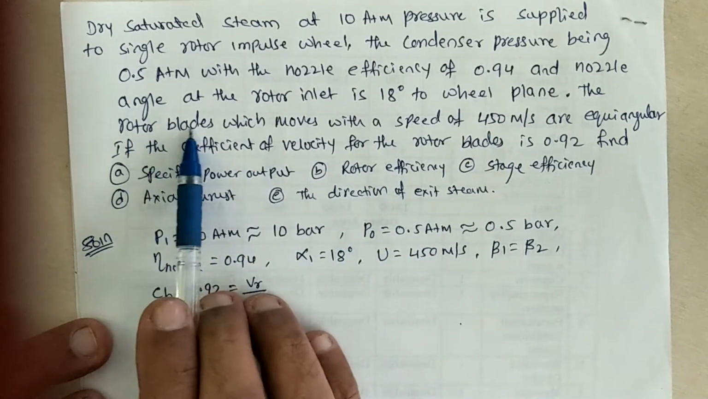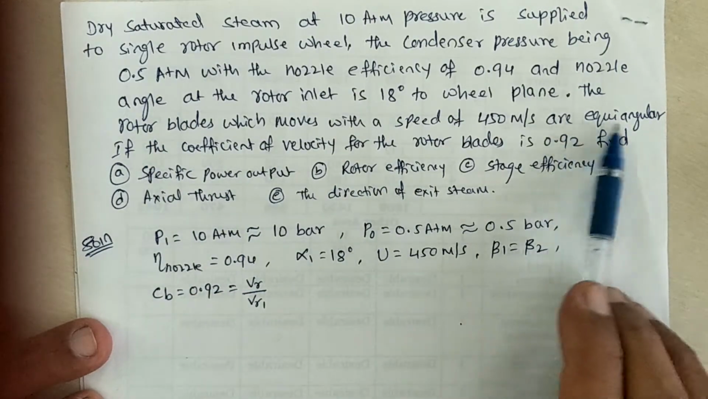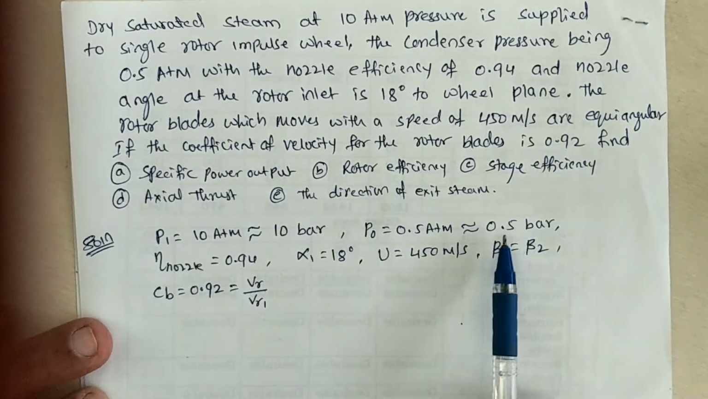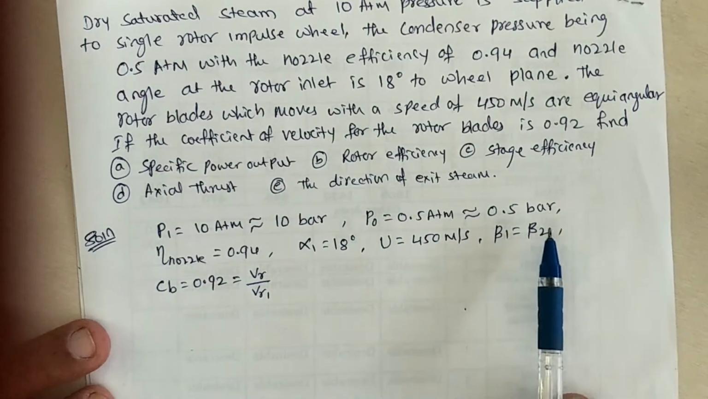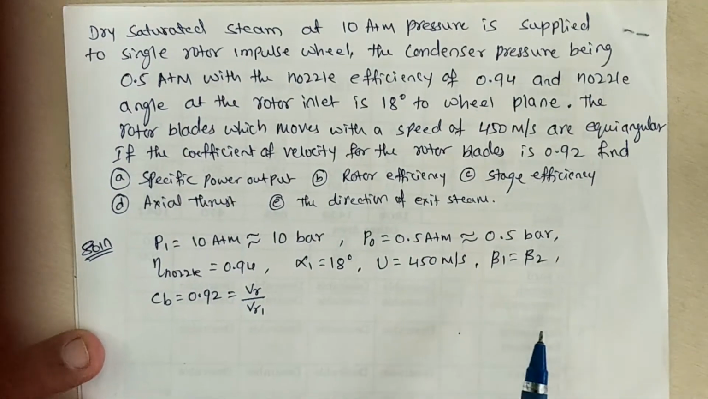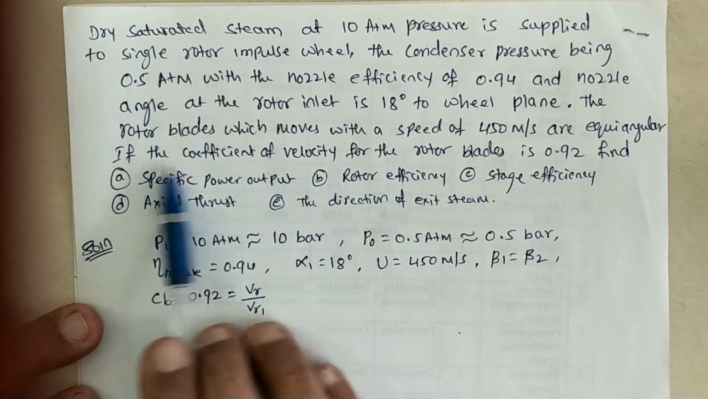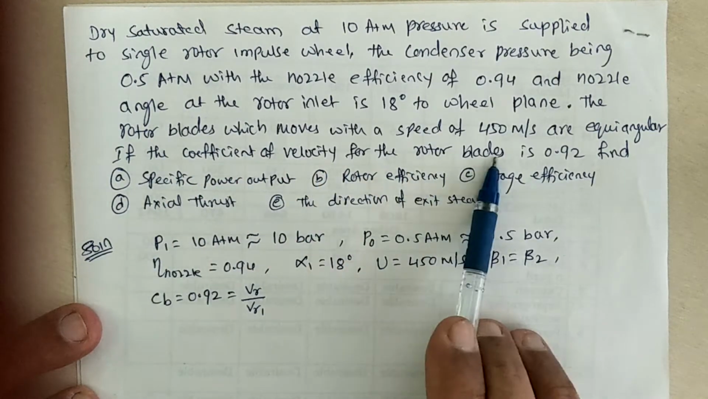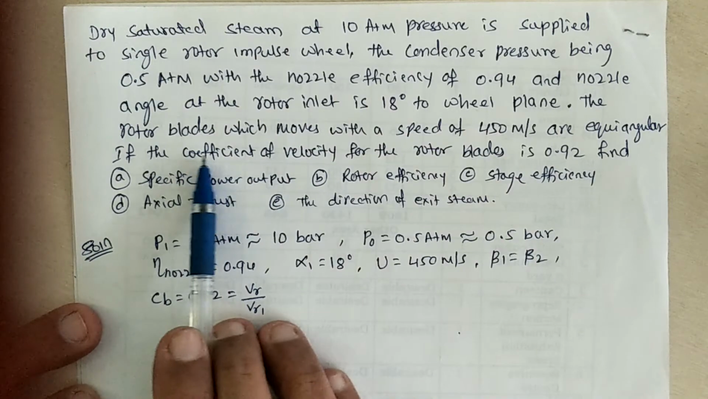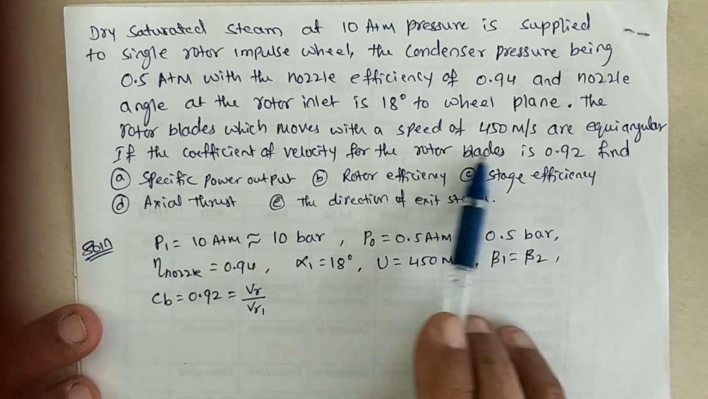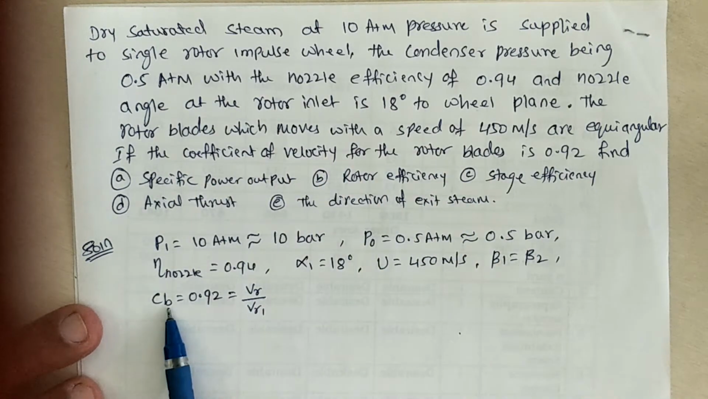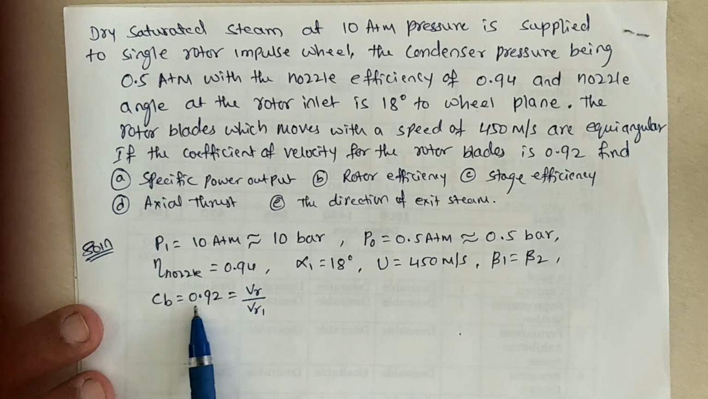And at the same time the rotor blades are equiangular, so that's why beta 1 is equal to beta 2. Okay, next, the coefficient of velocity for the rotor blade is 0.92. The coefficient of velocity is nothing but Cb, right? And its value is given, that is 0.92.